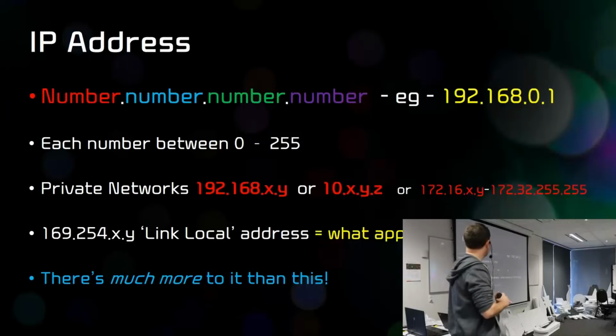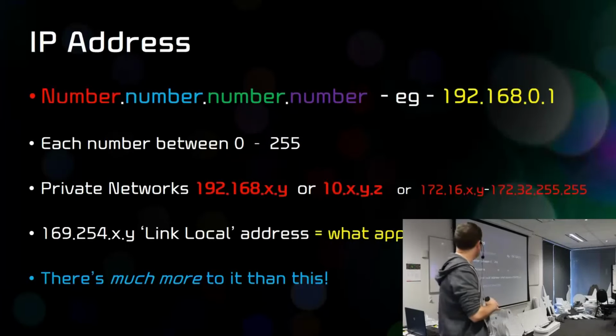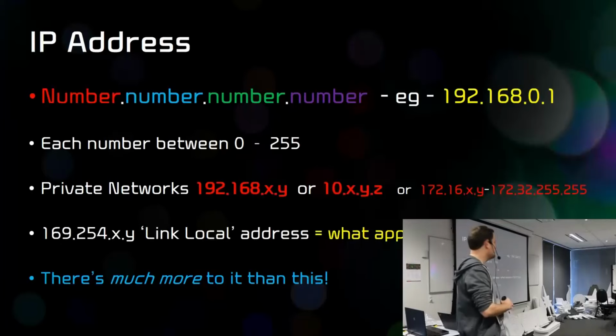So what's an IP address? It's basically a number dot number dot number dot number. So it'll be something like 192.168.0.1. Each one of those numbers is going to be between 0 and 255. For private networks, they always begin with 192.168 something something or 10 dot something something, or you can get more complicated with 172.16, but we won't worry about that.